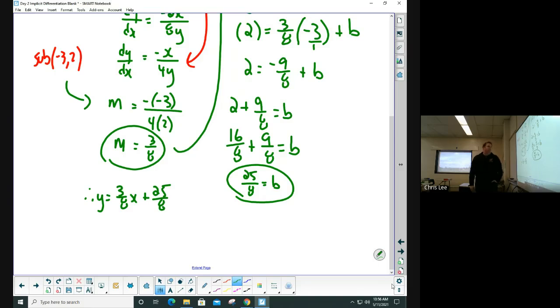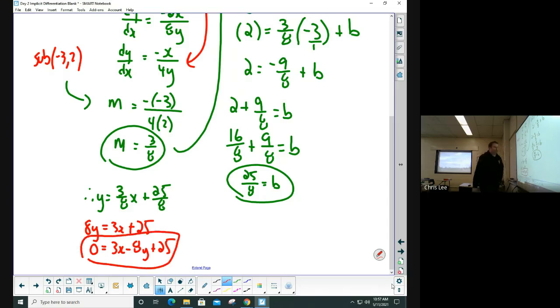I'm okay with this question being left in y = mx + b. Your textbook would rather it be in standard form. To put it in standard form, we can't have any fractions. So they would multiply everything by 8 and get 8y = 3x + 25, and then would rearrange it to 3x - 8y + 25 = 0 as the answer that would be in the back of the book. Okay? That's only in case you wanted to check your answers. I'm okay with you leaving it in y = mx + b.